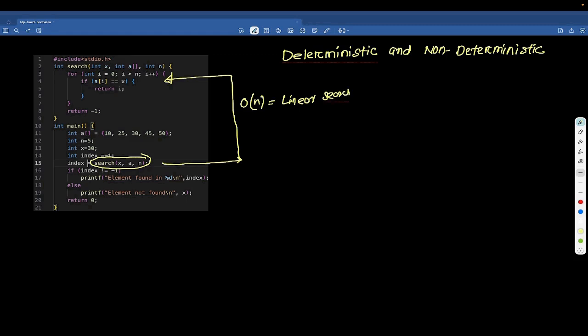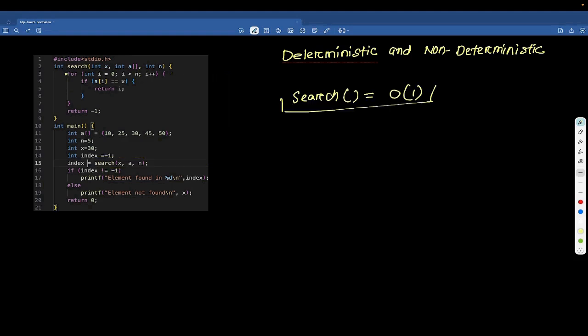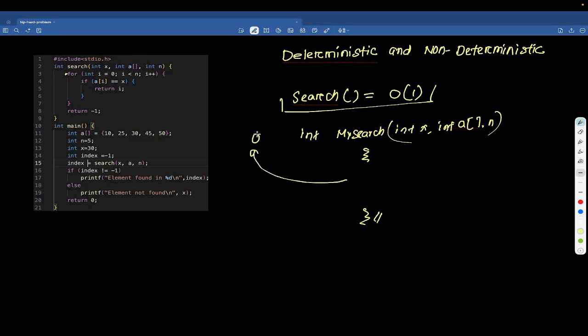Because here there is only one for loop, and this one for loop is executed n times. That's why its time complexity is order of n. Now let's say we have defined one function, say my search. For example, my search will take the parameter x, the parameter array, and the number of elements, and we assume that this function will complete in order of one time.